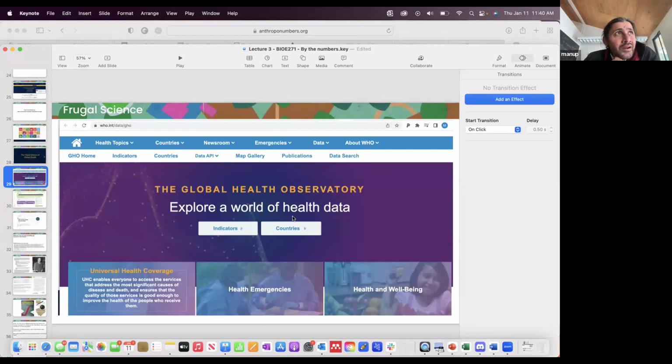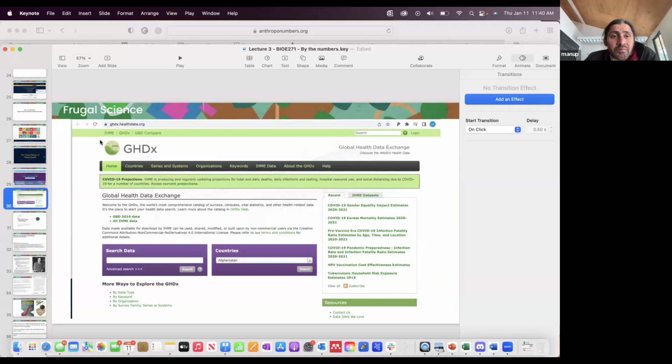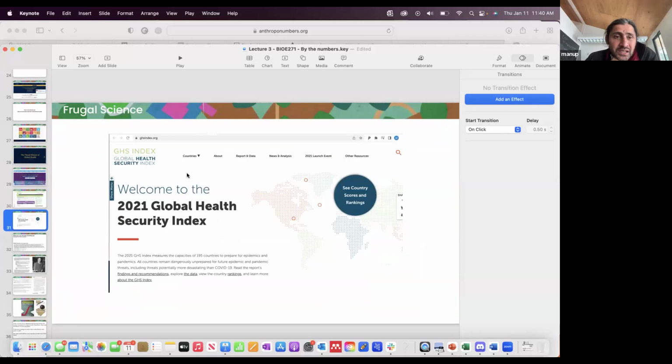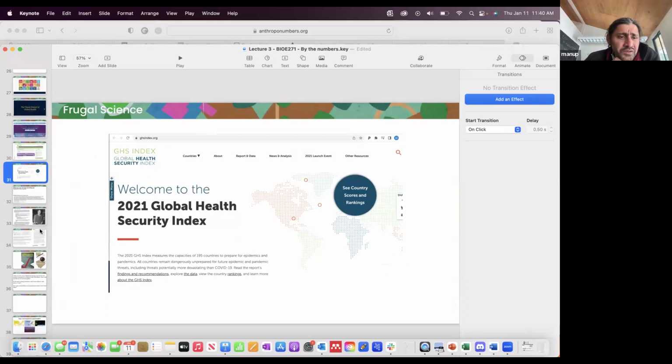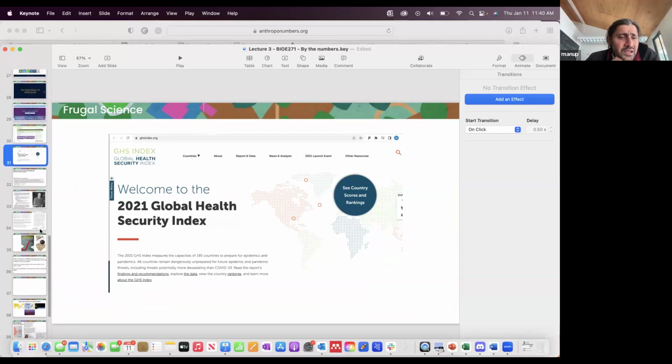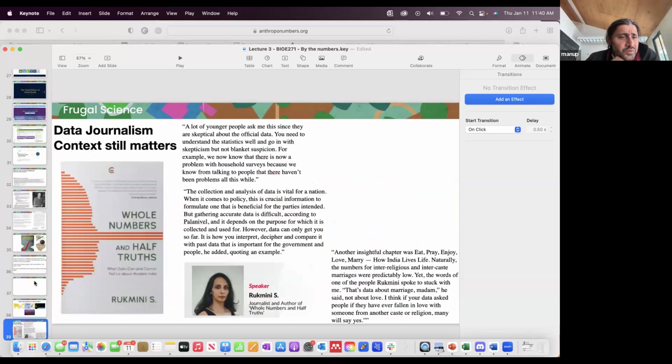I find it quite hard to tease out the reports, so I really like these databases in general because they are searchable. There is GHDX, yet another database, fantastic in terms of what can be done. There is a GHS index, and I think I'll mention all of these in a framework that you have access to.